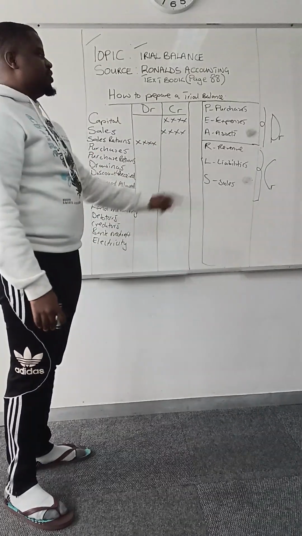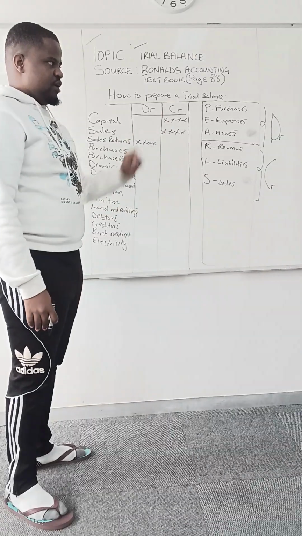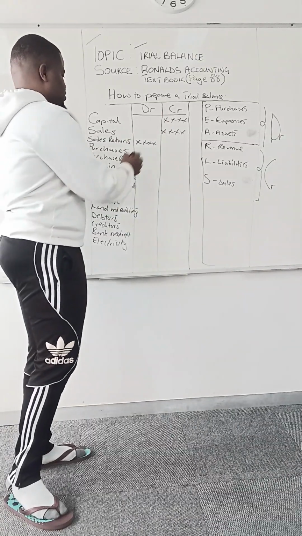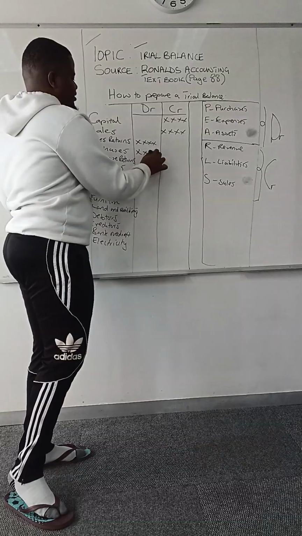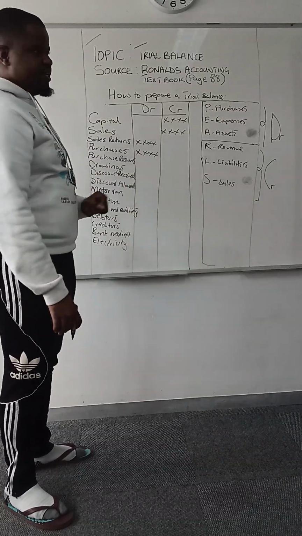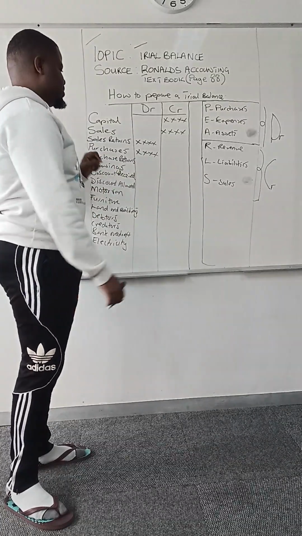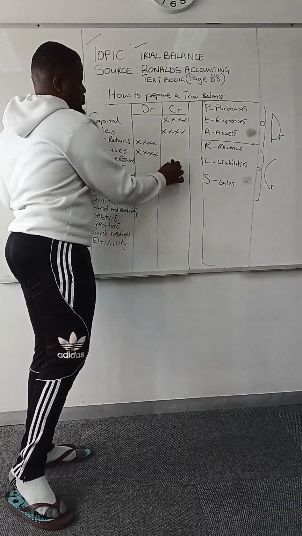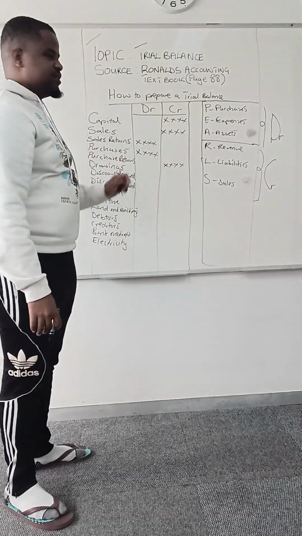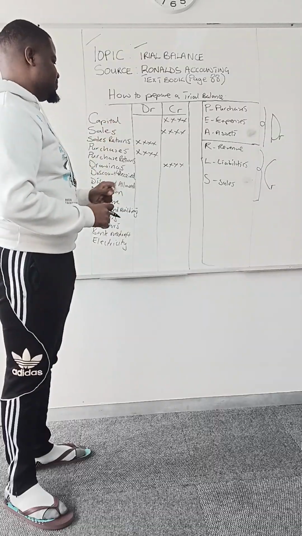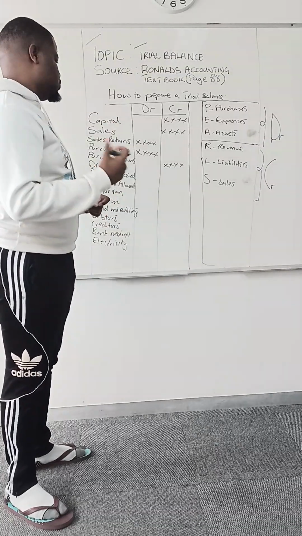Then purchases. As you can see, purchases are on the debit side according to PEWS, so you put them on the debit side. Then purchase returns go opposite purchases, so we are going to post them on the credit side. Purchase returns is the same as returns outwards.